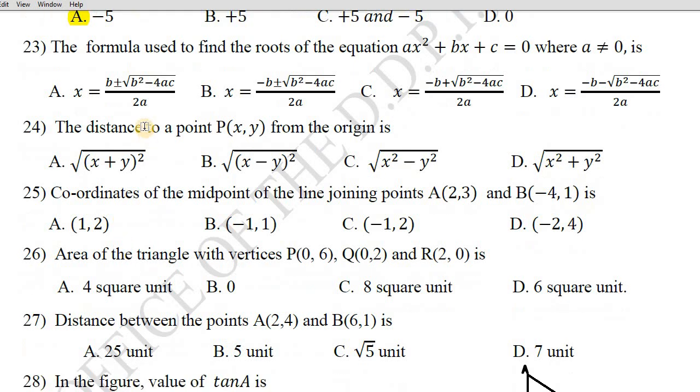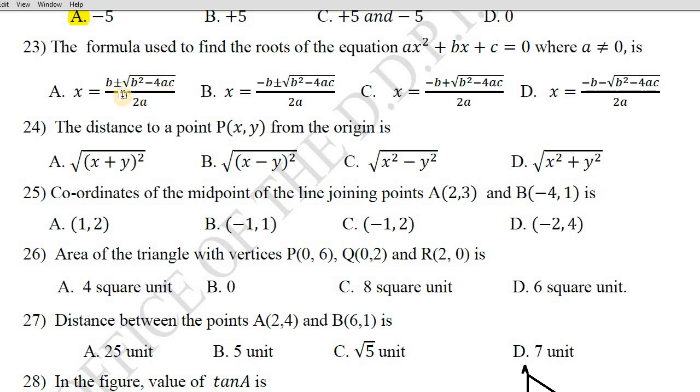Question number 23. The formula used to find the roots of the equation ax square plus bx plus c equals 0, where a is not equal to 0, is. It means you want to write the quadratic equation formula. See, option A is x equals minus b. So here minus b is not there.